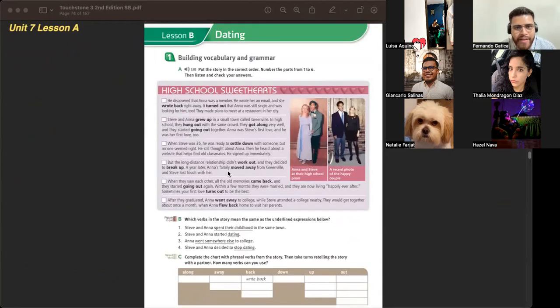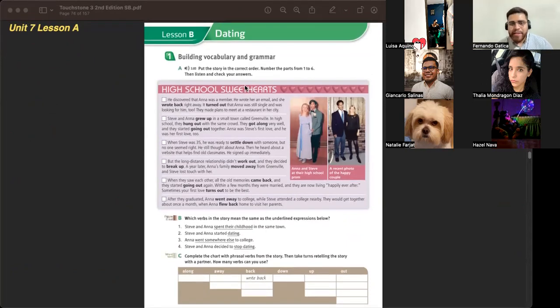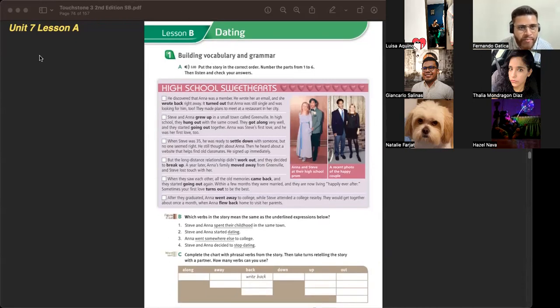Okay, take notes. Class, in the next lesson, we talked about dating. Dating means going out with a potential partner. Right? Maybe a future boyfriend or a future girlfriend is dating. In this lesson, the objective was to talk about dating using phrasal verbs. Now, phrasal verbs, they're a little difficult. But remember this.